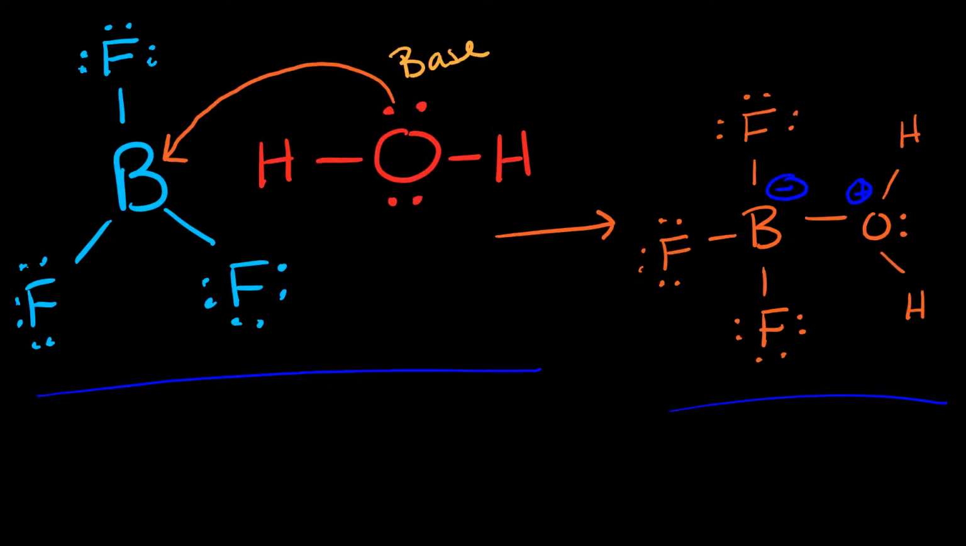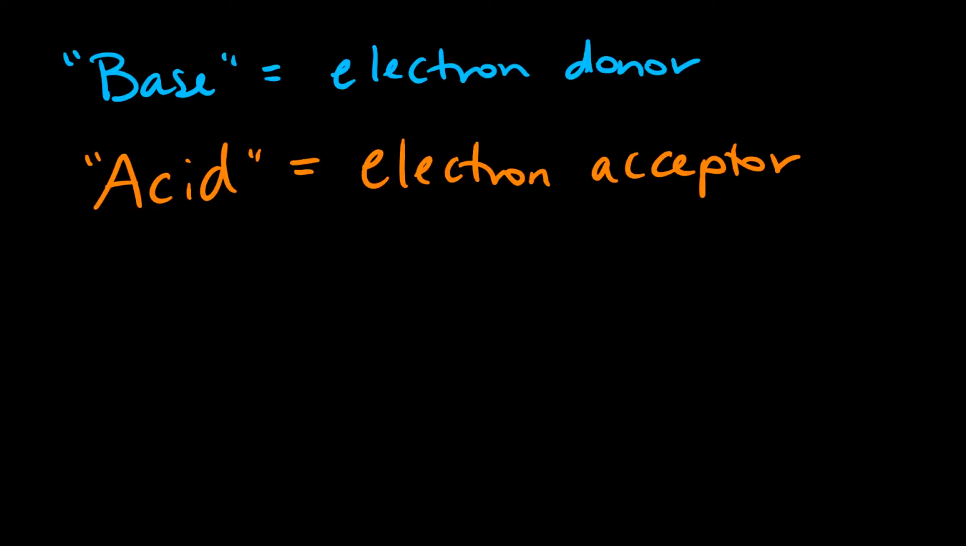It's using its lone pair to attack the boron. The boron is accepting the electron pair from oxygen, and so it is acting as the acid, in this case, BF3. So we're going to continue to look at acid-base reactions from the perspective of a base being an electron donor and an acid being an electron acceptor.